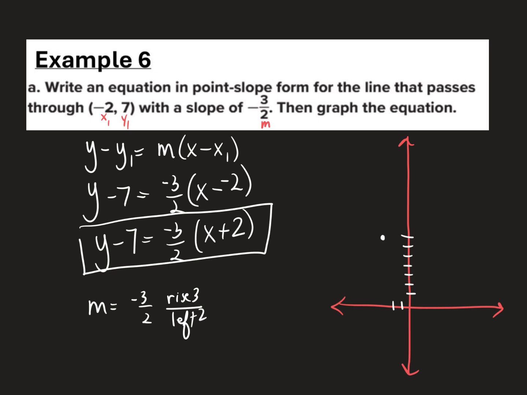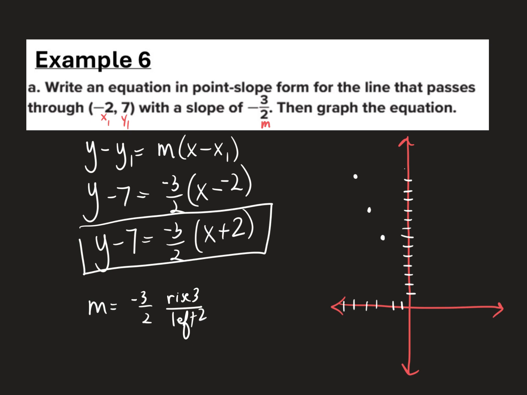And from here, I'm going to rise 3. 1, 2, 3. And then I'm going to run 2 to the left. 1, 2. Then I'm going to rise 3 more. 1, 2, 3. And run 2 more to the left. 1, 2. I like to have 4 points on my graph.